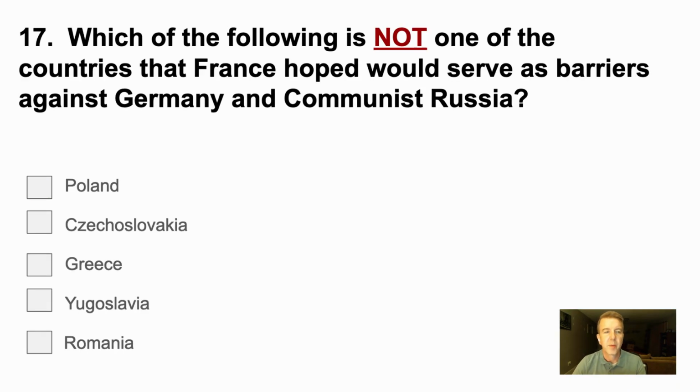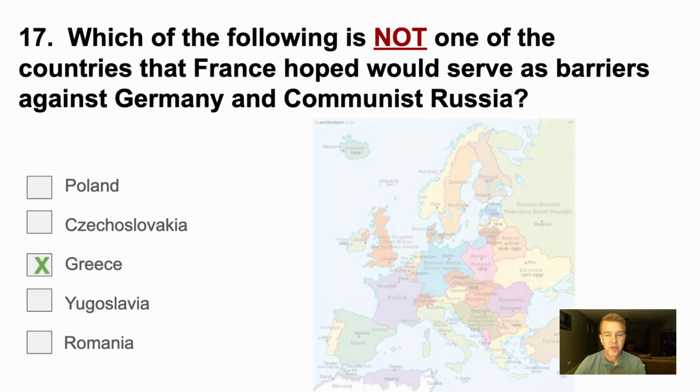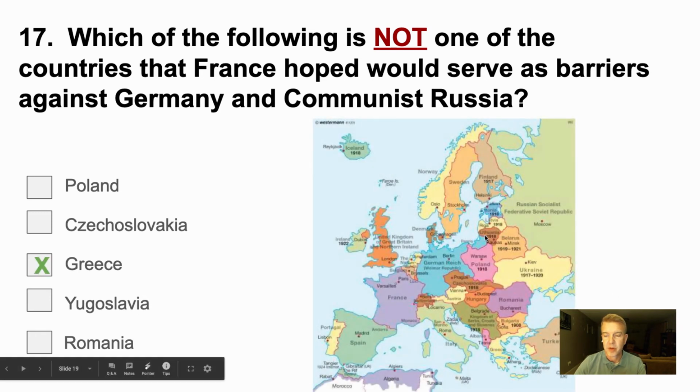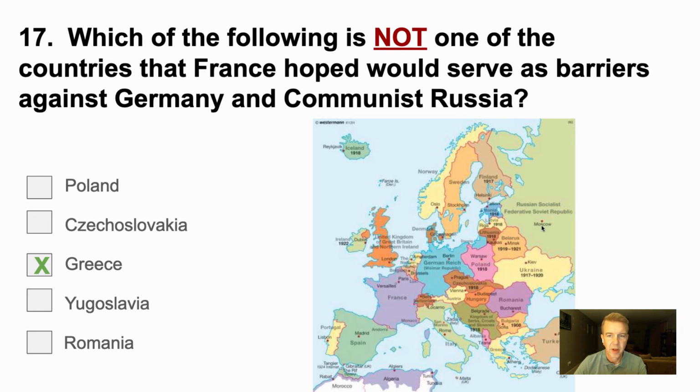Which of the following is not one of the countries that France hoped would serve as barriers against Germany and communist Russia. That's Greece. If you look at the map here, they're talking about what these countries along here would serve as, but Greece is way down here and not in between France and communist Russia.